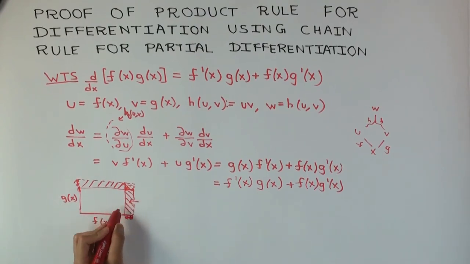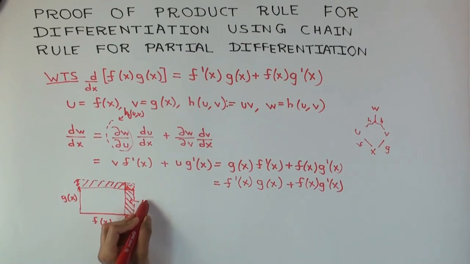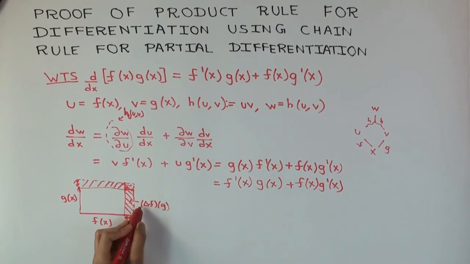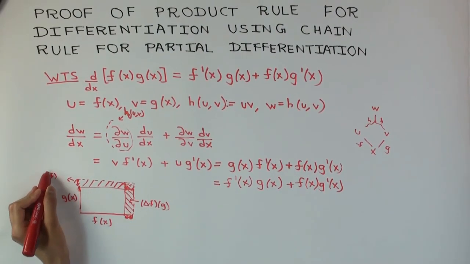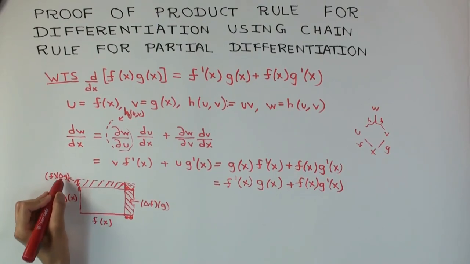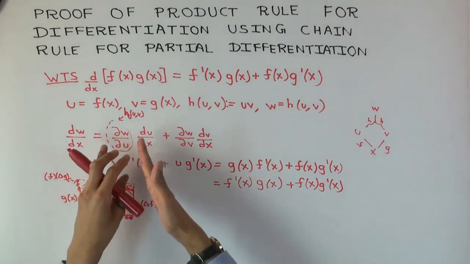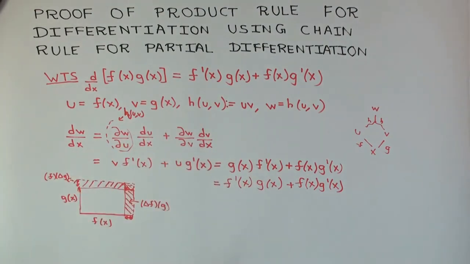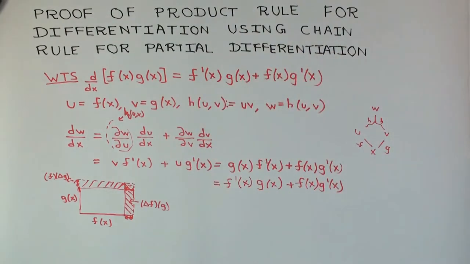Now what's the area of this? It's the change in f times g, right? I'm writing delta because not yet actually, the derivative will come in the limit. And here it's f times the change in g. And that's why you are getting this form. So you're figuring out the contributions of each piece and then using them. So the chain rule for partial differentiation generalizes the product rule for differentiation and gives an explanation for why it's true.